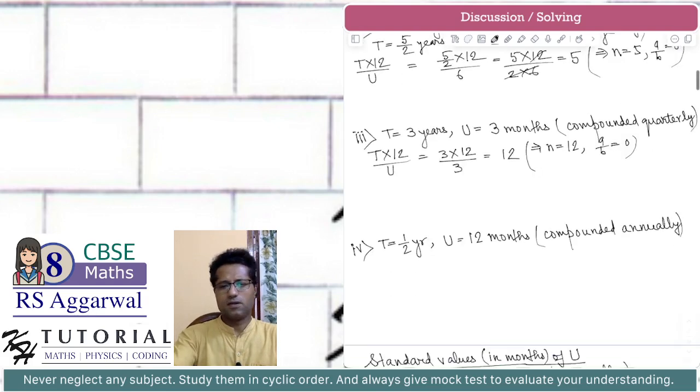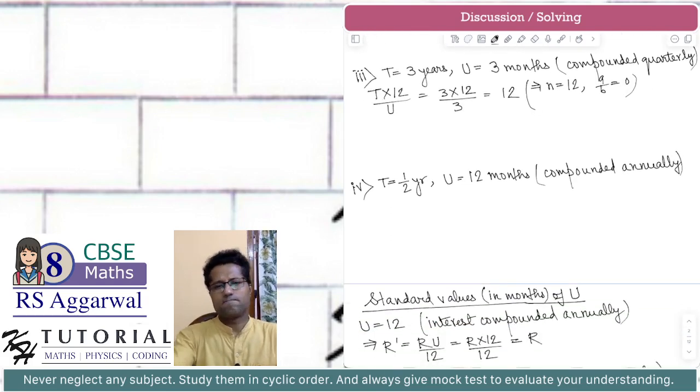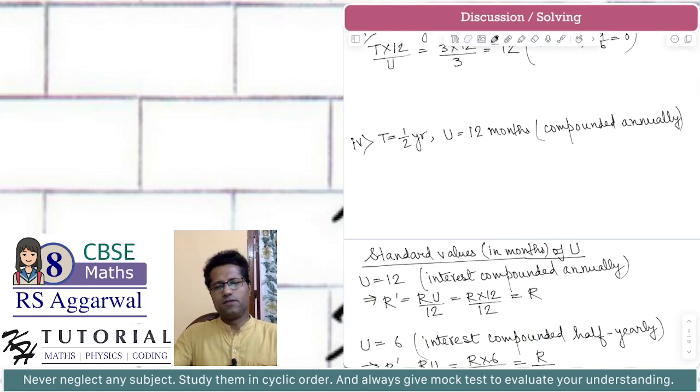Okay, let's see the last example. T is given to be half year and u is 12 months. So t multiplied by 12 divided by u is equal to half multiplied by 12 divided by 12. This is equal to half. This implies n is equal to 0, the whole part is 0, and a by b is equal to half. Now what does it mean?